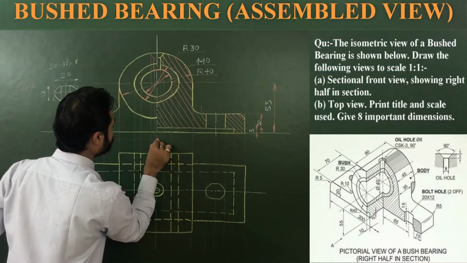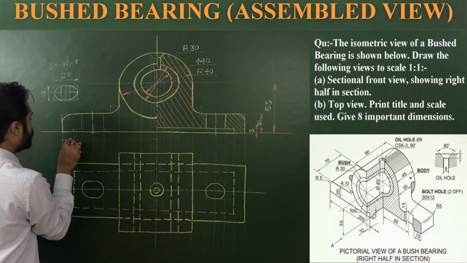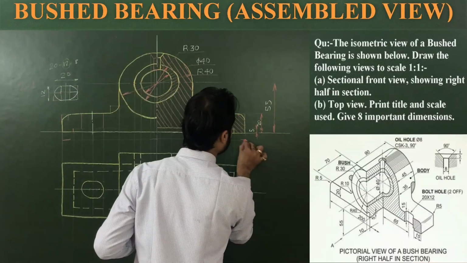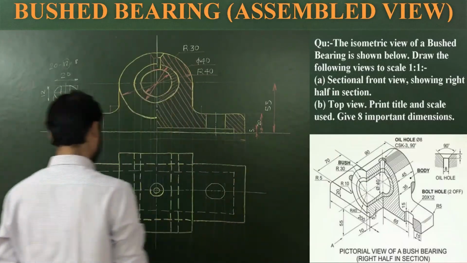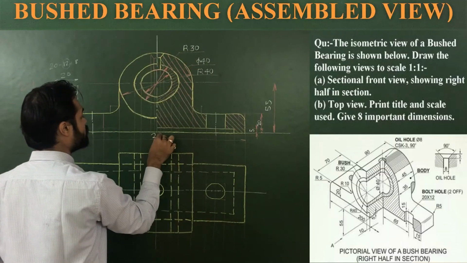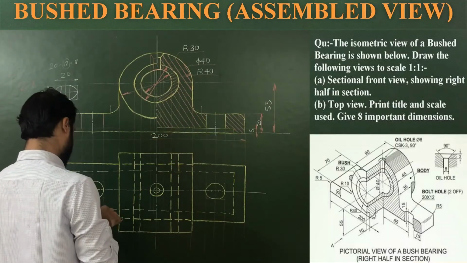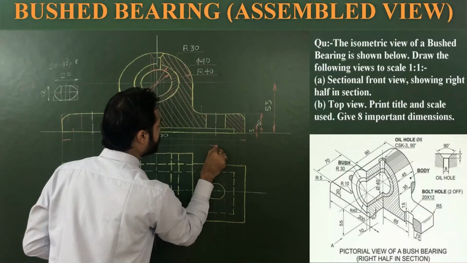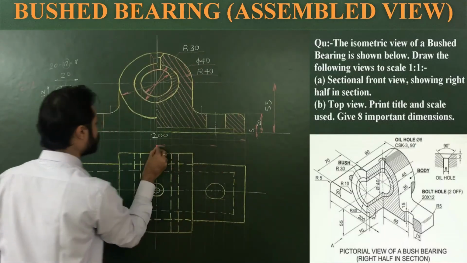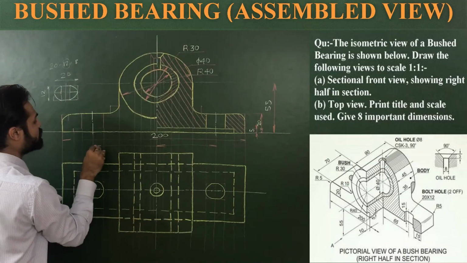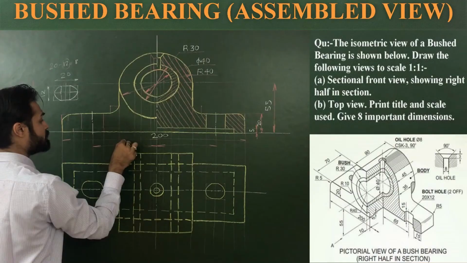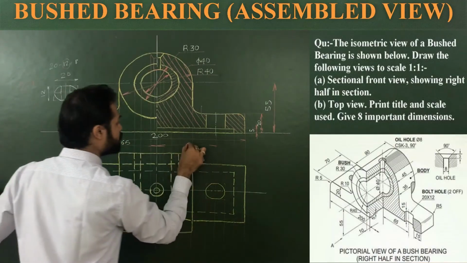Then we have the full length, the total length of this bearing base, 200, total is 200, so we can show 200. Then we have the distance of the center of the bolt hole from the center of the bearing, 65 and 65.